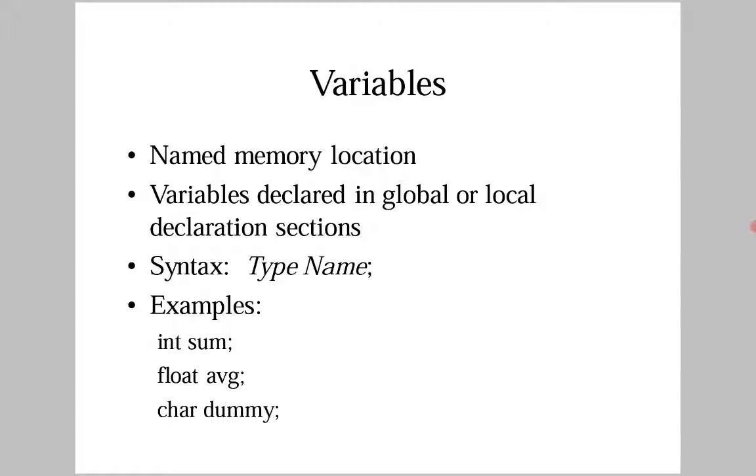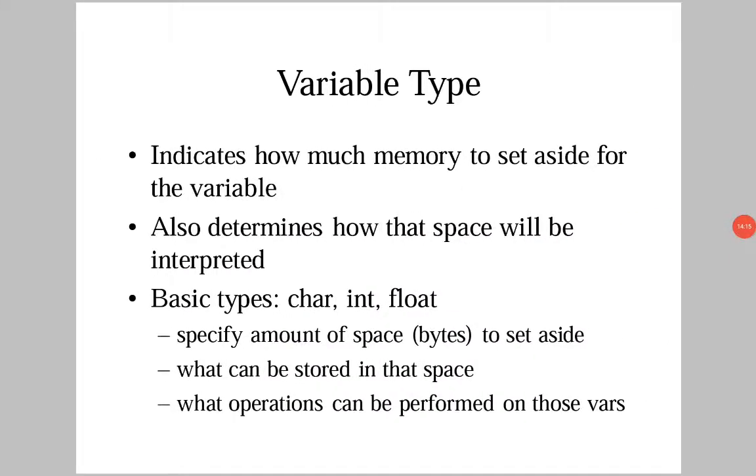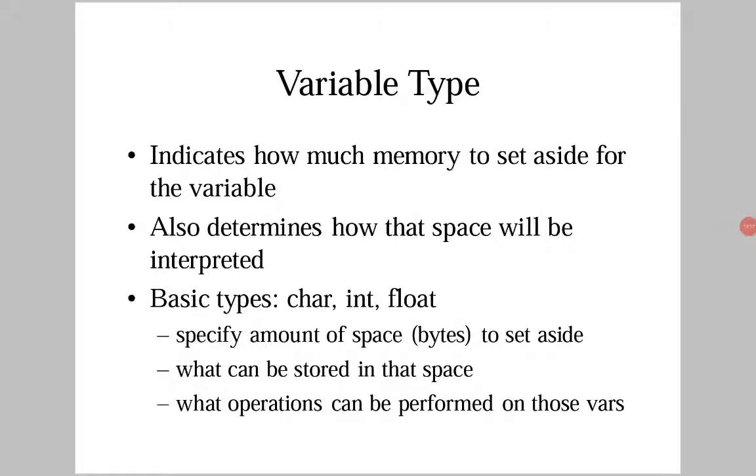What is a variable? A variable is a named memory location. Variables are declared in global or local declaration sections. The syntax is type, then data name. The syntax for using variables is data type, space, name. Examples: int sum, float avg, char, and so on.